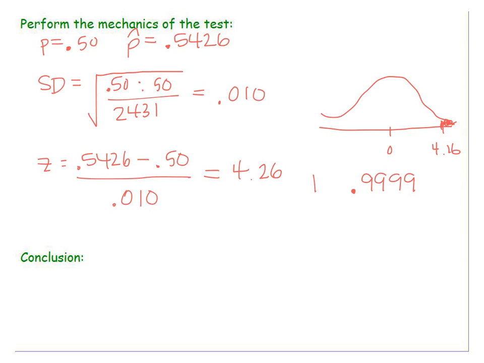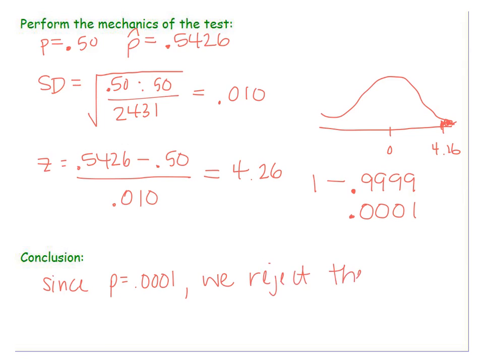So we need to take 1 minus that answer, and we get 0.0001. And so our conclusion, since P is equal to 0.0001, do we fail to reject or do we reject? Well, if you look back at your rules again, if it's less than 0.05, which is the case here, then we reject the null hypothesis.